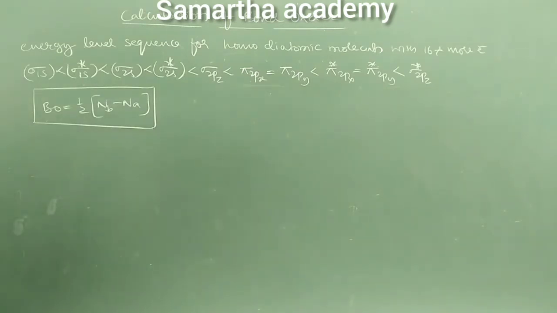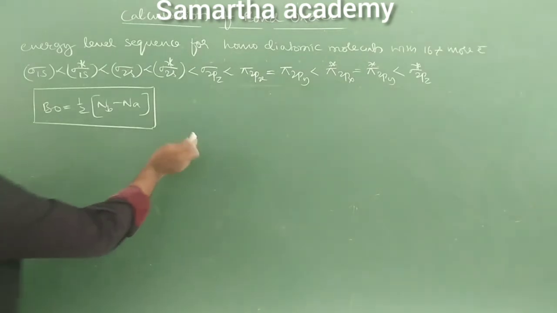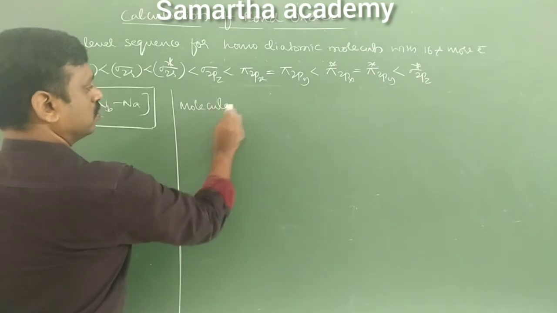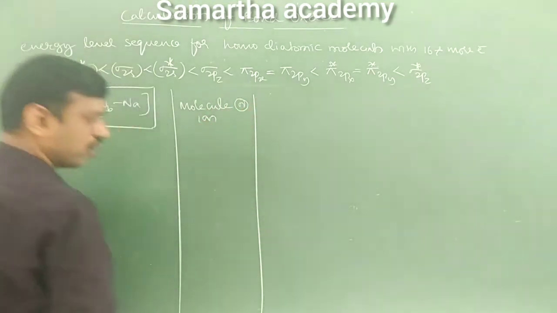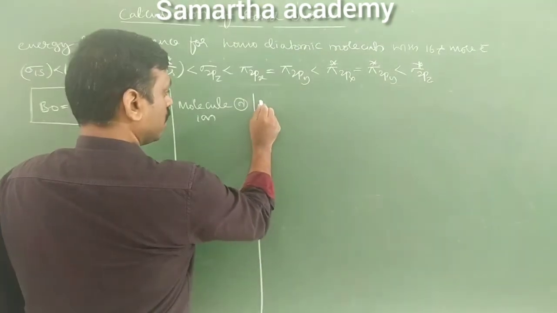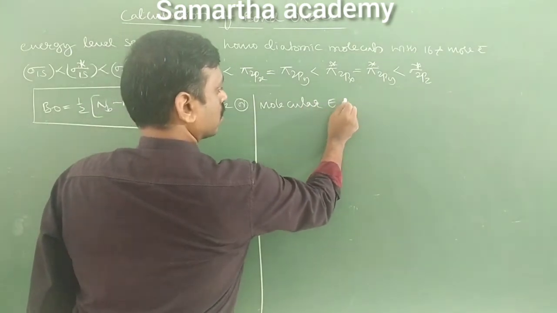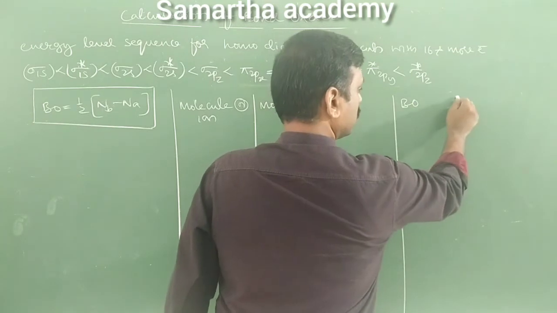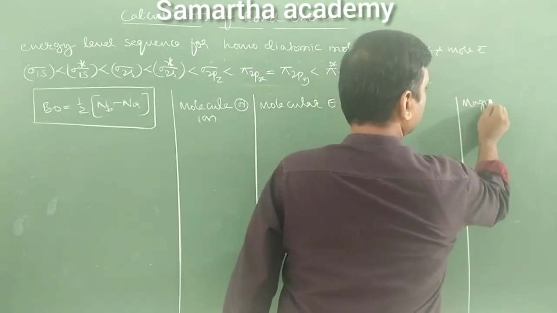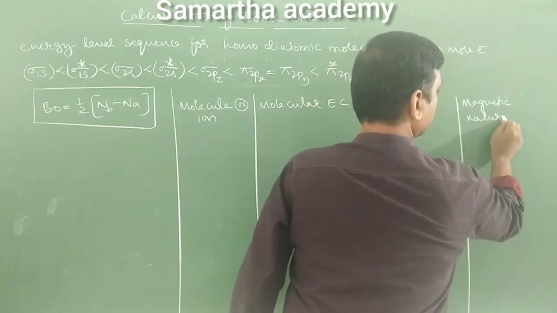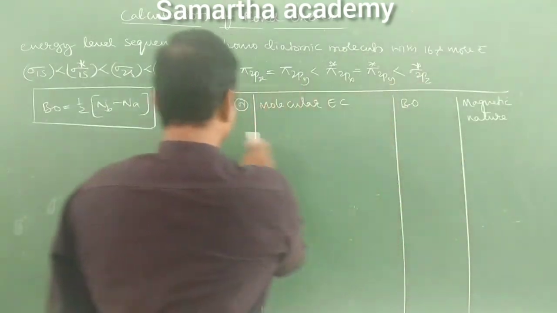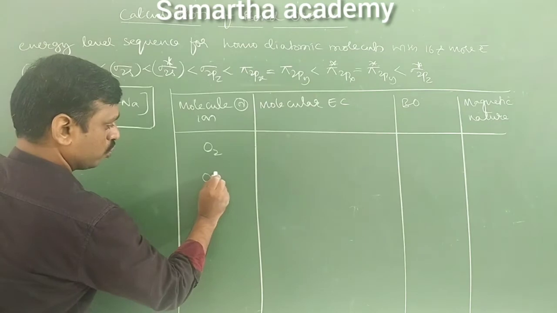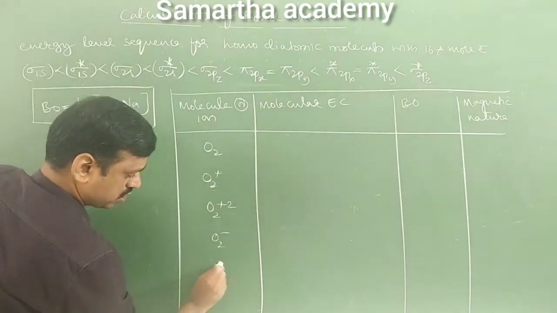Now, take one tabular column, just like yesterday's class. In the first column write molecule or ion, second column molecular electronic configuration, third column bond order, and fourth column magnetic behavior or magnetic nature, whether para or dia. The species are O2, O2 plus 2, O2 minus 2.